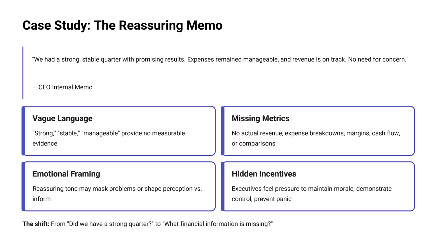What about hidden incentives? Executives frequently feel pressure to maintain morale, demonstrate control, or prevent panic. These incentives can encourage selective reporting. The shift in analysis is critical, from did we have a strong quarter to what financial information is missing and how does the memo's vague language limit our ability to assess actual performance. This guards against accepting motivational messaging as reliable operational insight.